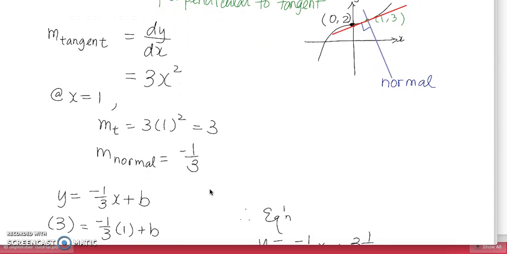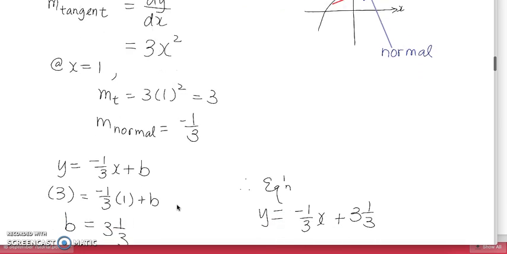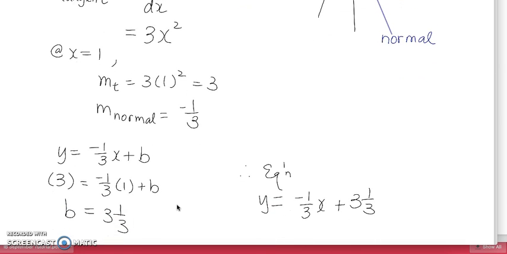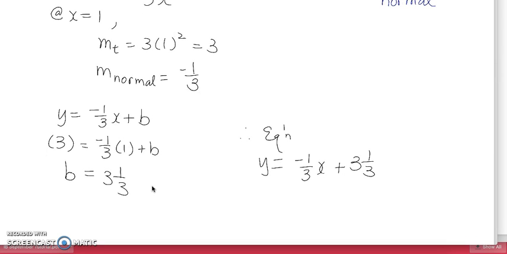So now we have a point on the normal, 1, 3. We know the slope of this normal. You can substitute these into y equals mx plus b form. This will give you a y-intercept of 3 1/3 and a final equation of y equals negative 1 over 3 x plus 3 1/3.